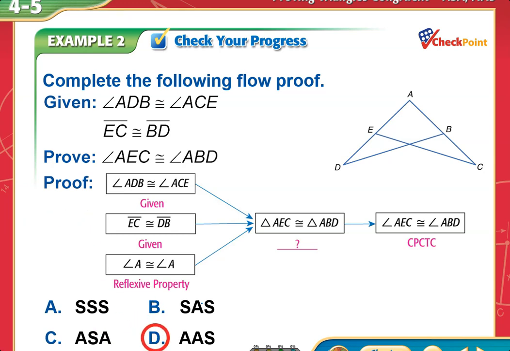We have angle, angle, side. What we can see here, it's pretty easy to see that this is an angle relationship being congruent, and so is here. So we have to have something that has two angles in it. So it can't be SSS and it can't be SAS. It's got to be either ASA or AAS, and our side is not included. The EC and the DB congruency, those sides are not in between the two angles.